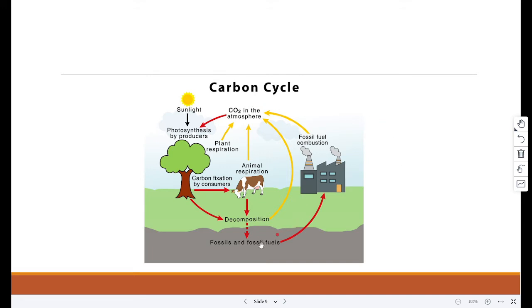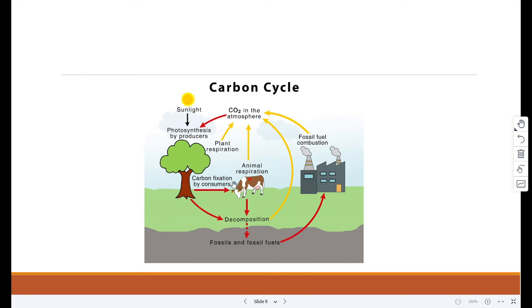So, first we'll start with fossil and fossil fuels. So, carbon is stored in fossil fuels and then it is taken to the factories where the fossil fuel is burned. So through combustion, carbon dioxide goes back into the atmosphere. So right over here, this is a tree which is going to go through the process of photosynthesis. So it is going to use up carbon dioxide.